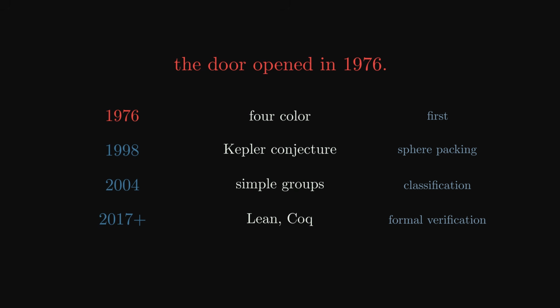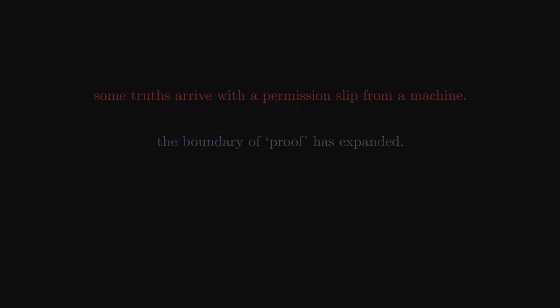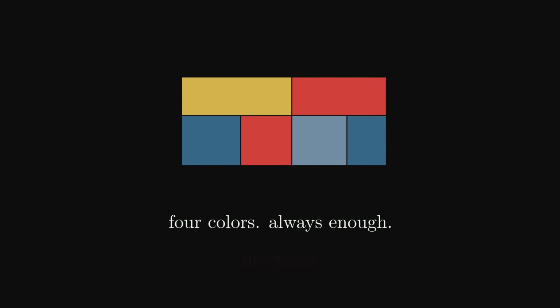This is perhaps the deepest cultural change the four-color theorem brought to mathematics. Not the result itself, which is just a fact about flat surfaces, but the realization that some truths in mathematics arrive with a permission slip from a machine. We trust the machine because we can audit it. The auditing is itself a kind of proof, and the boundary of what counts as proof has, since 1976, been slowly expanding.